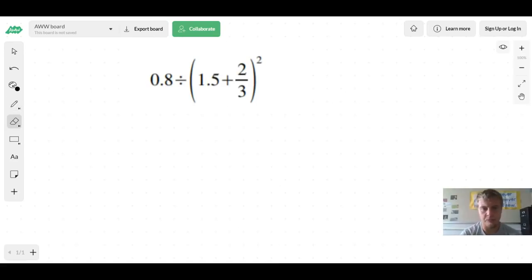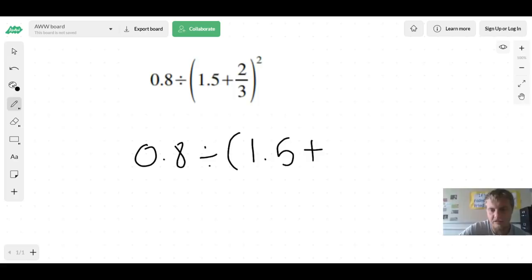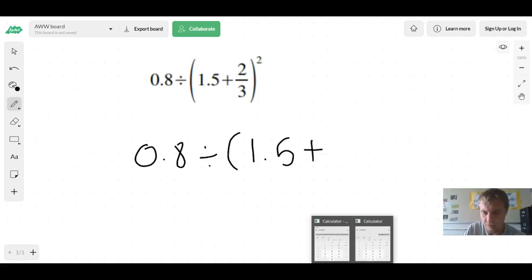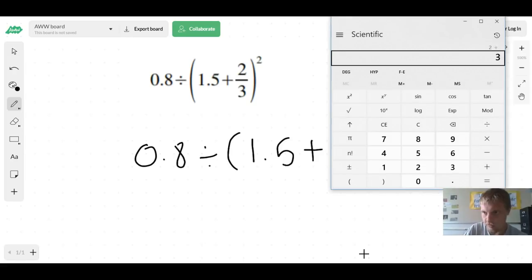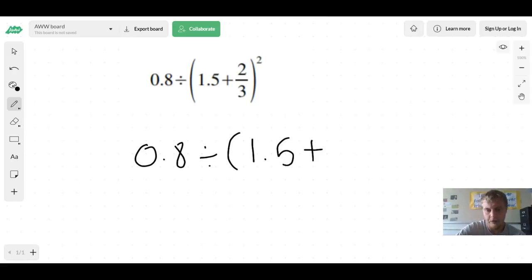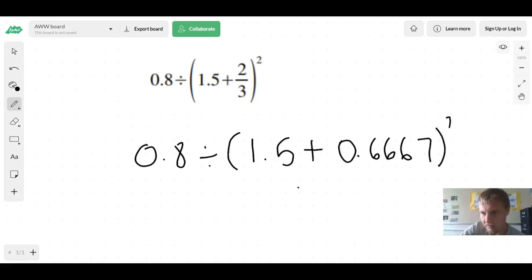Again, the first step for all of these problems is to write them as decimals so you don't have these mixed operators. So for this one, we would write this as 0.8 divided by 1.5 plus, and 2/3, I know it's 0.6 repeating, but I want to just show you how I get it. 2 divided by 3, 0.6 repeating. So we're going to write that as 0.6667, and we'll just round it there. We want to go out far enough that it's writable, but we're not losing any significance with it.